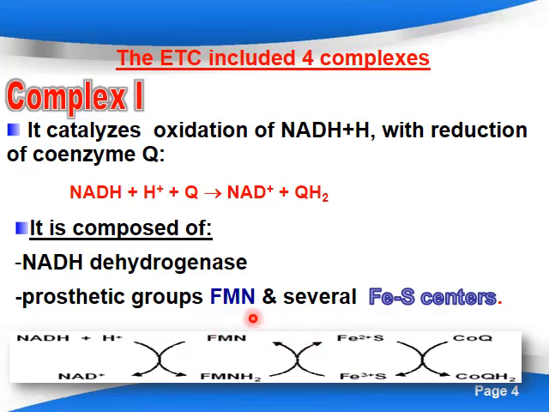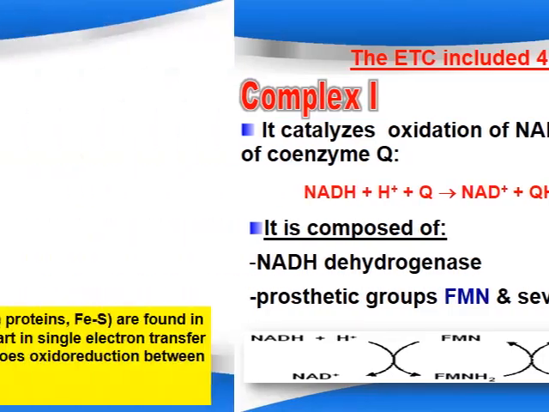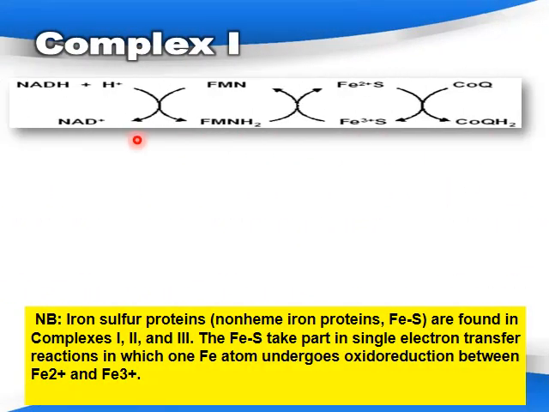So complex 1 is formed of the enzyme NADH dehydrogenase and contains the prosthetic group FMN and several iron sulfur centers. The final acceptor of hydrogen is Q, which is reduced into CoQH2. Again, let's summarize complex 1. It starts from NADH, which is oxidized into NAD. The final acceptor of this hydrogen is Q. So NADH is oxidized into NAD, synchronized with reduction of CoQ into CoQH2.